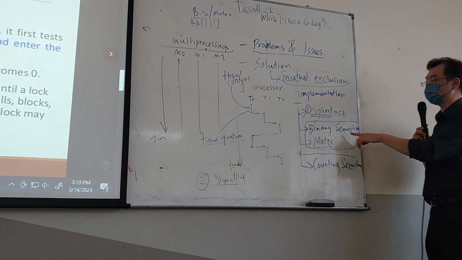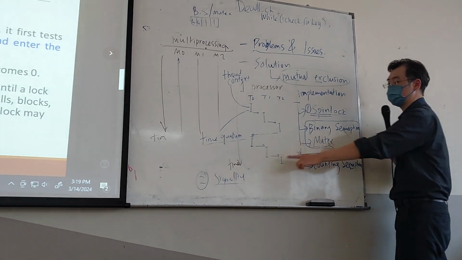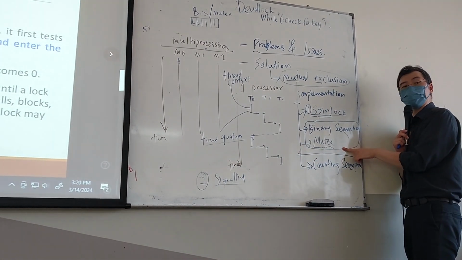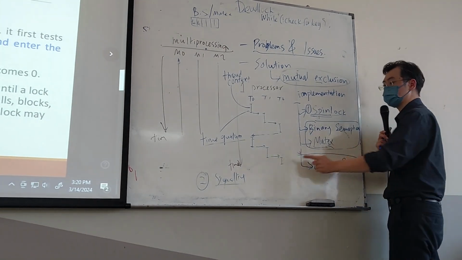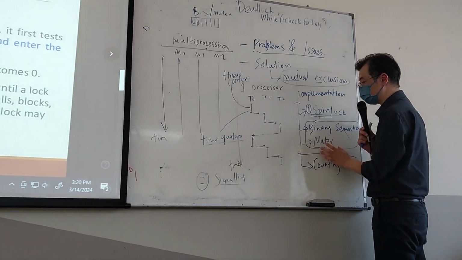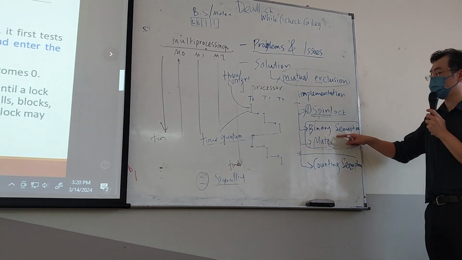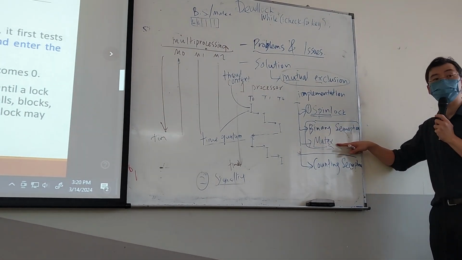So binary semaphore can do signaling, but Mutex cannot. The reason why it cannot is because it has ownership. Once it has ownership, it cannot do signaling. So in that case, we need both. We need binary semaphore, we also need Mutex.